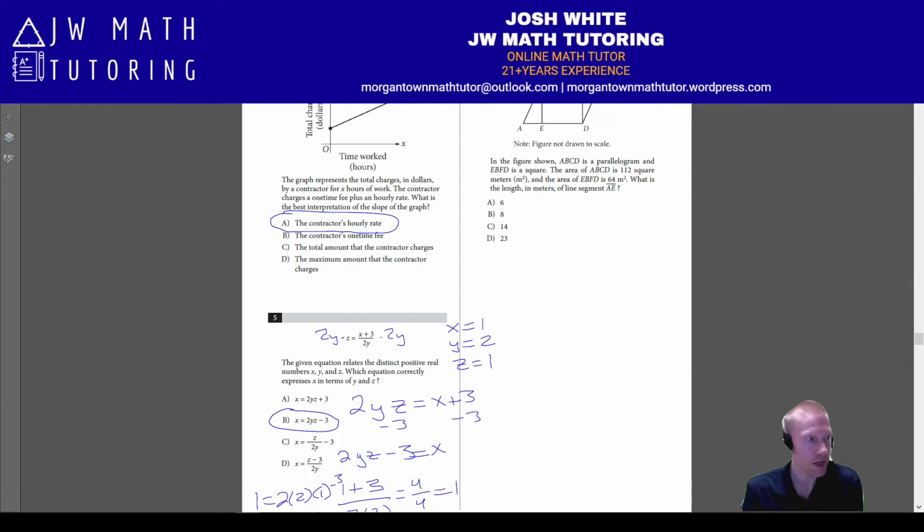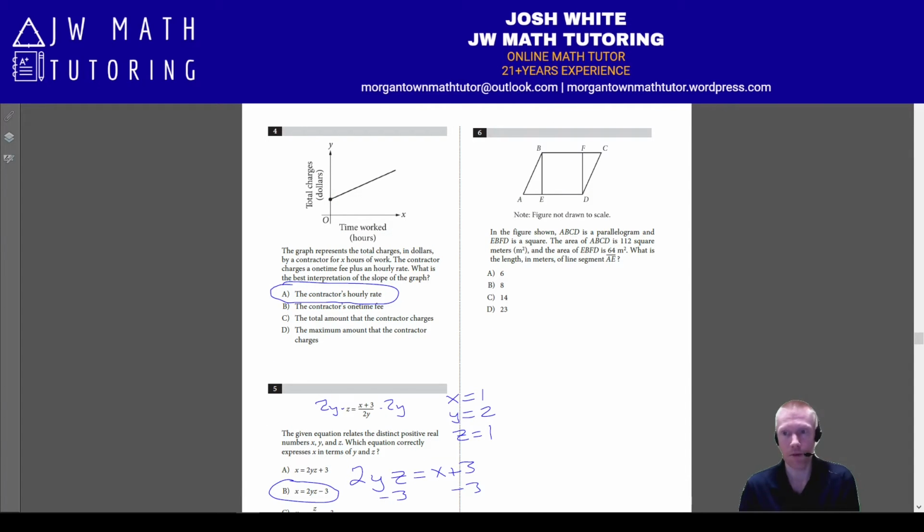Okay, now moving up, top of the next page, we have problem number 6. So here we have a parallelogram. We know the area of the parallelogram, and we also know the area of this square inside it. And it wants to know the length of AE, basically this line segment right here.